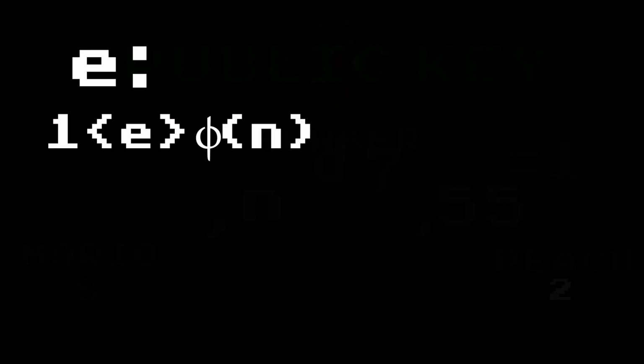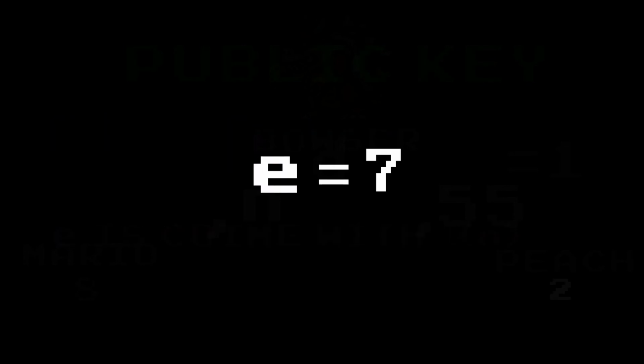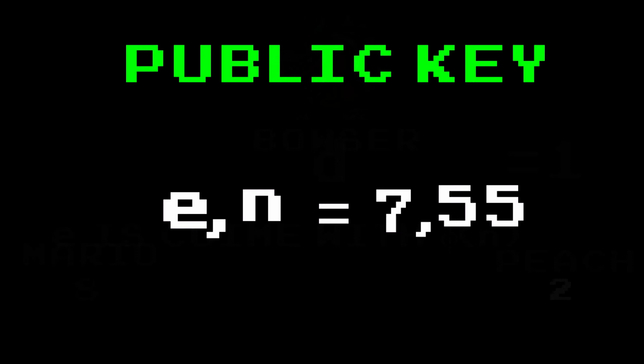The second part of the public key, e, a small exponent, must now be generated. There are certain constraints on the value of e. e must be between 1 and phi of n, and e must be coprime with phi of n. In our case, e must be less than and coprime with phi of 55. Number 7 fits these conditions. Our public key is now (7, 55). This is what Mario sends to Peach to lock her message.